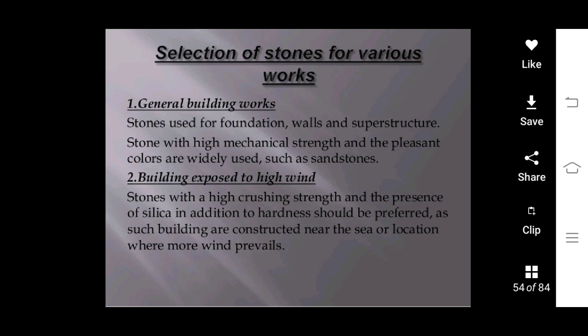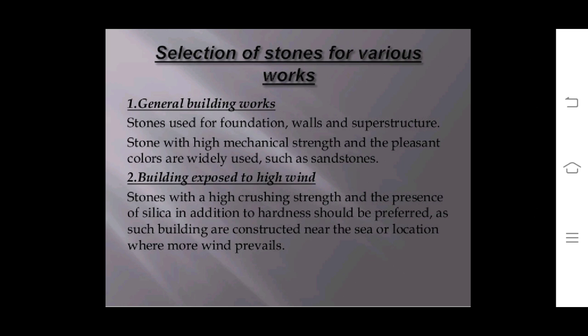For building construction or any kind of construction, the selection of stone plays a very important role for quality work. The selection of stone can be done on the following basis. For general building works, such as foundations, walls and superstructure, stones with high mechanical strength and pleasant colors are widely used, such as sandstone.